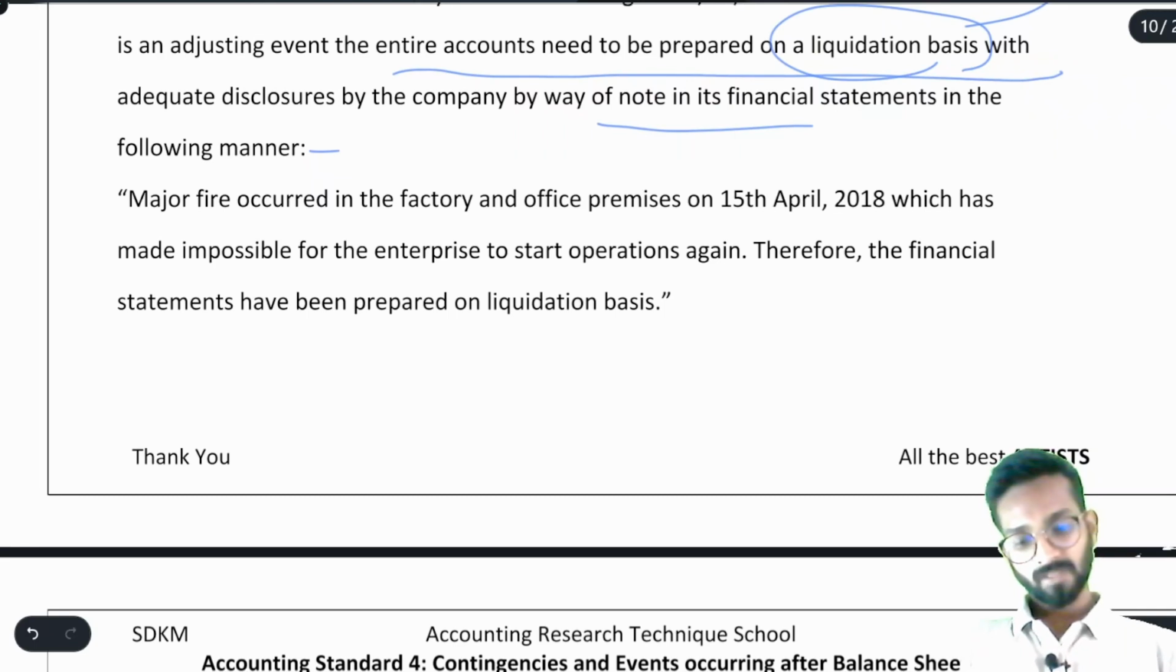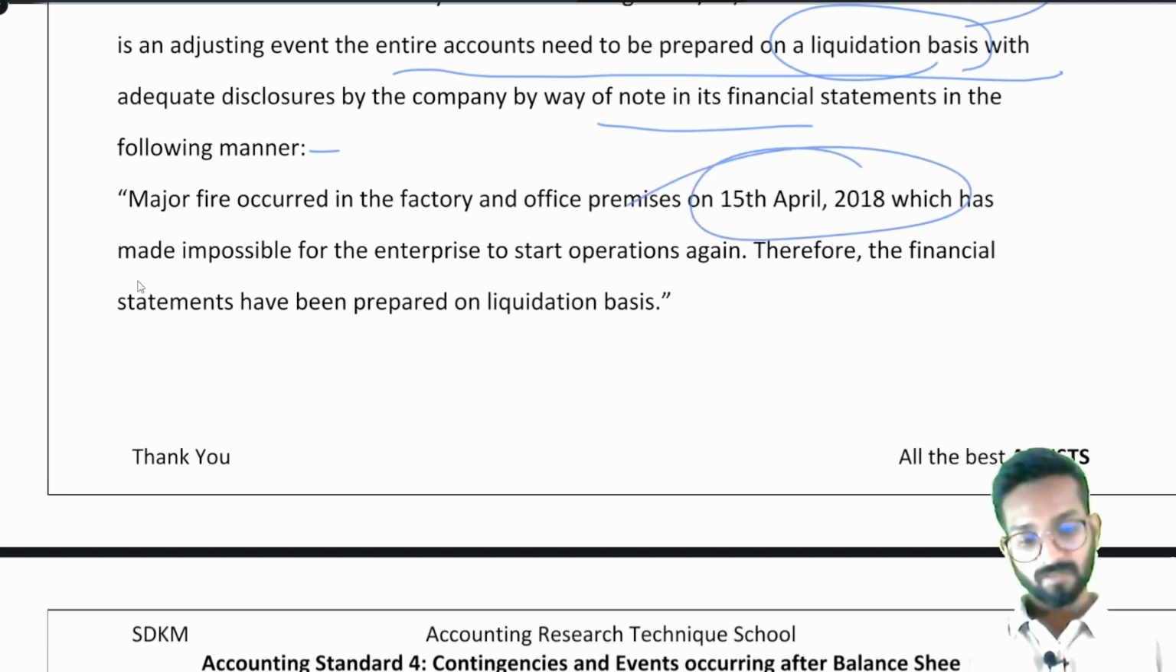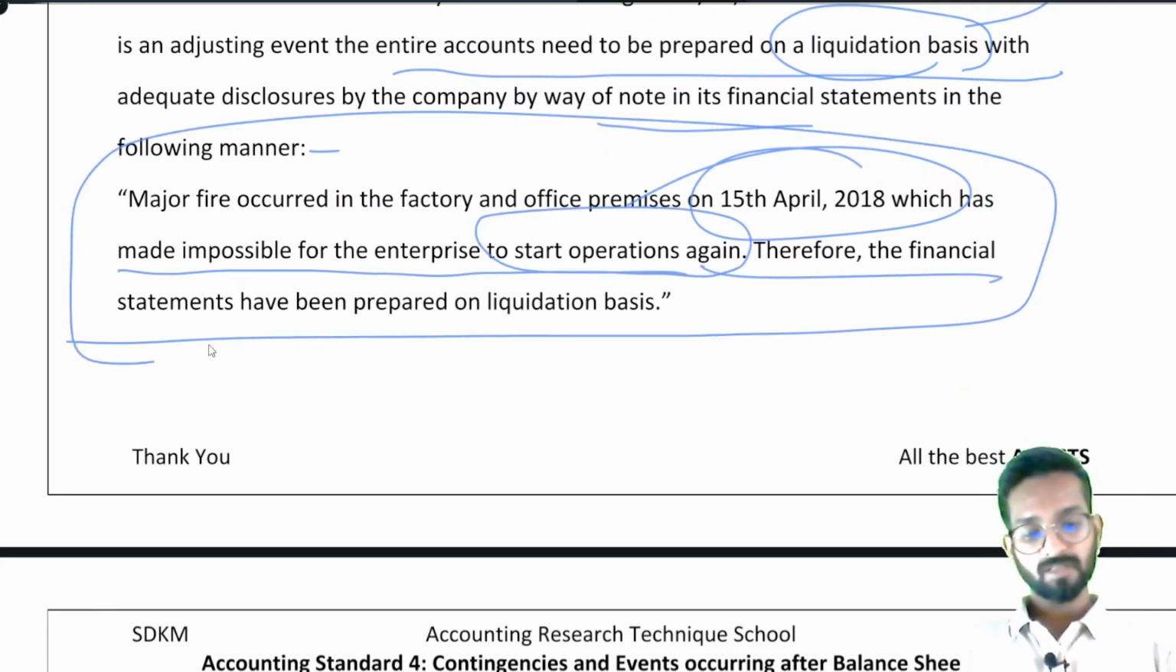What is the note? Major fire occurred in the factory and office premises on 15th April, which has made it impossible for the enterprise to start operation again. Therefore, the financial statements have been prepared on liquidation basis. We have discussed the going concern assumption in detail in AS1. You can go and check. Okay.